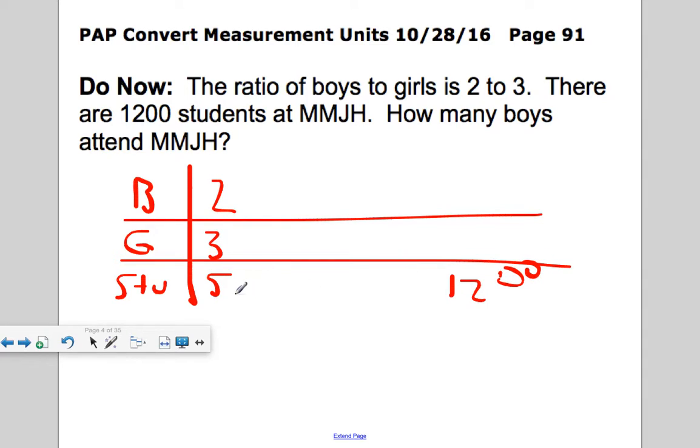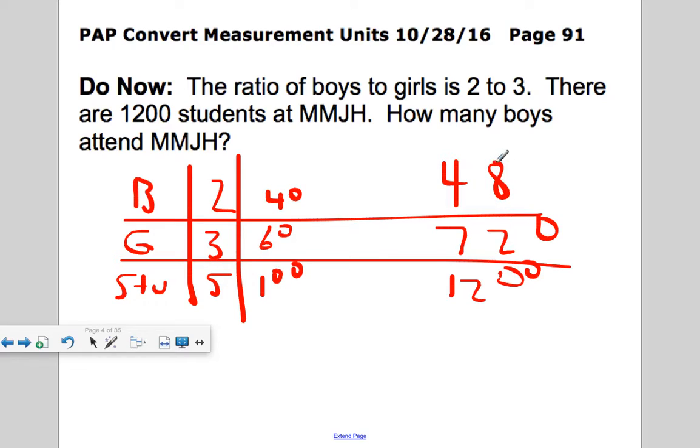If there are 1,200 students, how many boys attend? So how do you build 5 students to 1,200? I'm going to build it up slowly, by 20. So that's 100 students, 60 girls, and 40 boys. Now I'm going to build it by 12. So that's 1,200 students, times 12, that's 720 girls, and times 12, that's 480 boys. So how many boys are there? 480 boys.